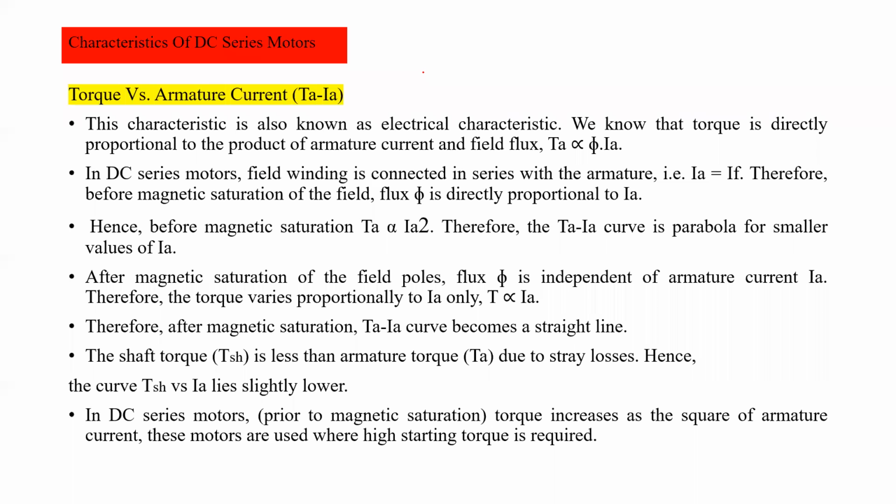So how can we draw the torque versus armature current? Because it is a series motor here. What is the relation between the torque and armature current? Directly proportional. Clear? But here in the series motor, the field winding and armature winding are connected in series. Is it clear? Yes, sir. Both are connected in series.